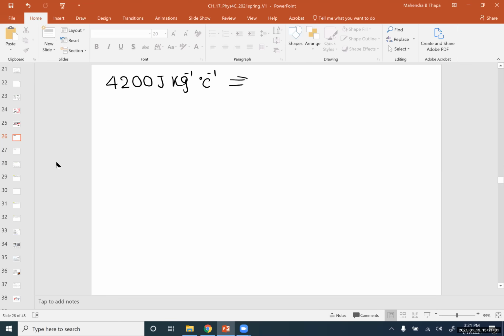This is the specific heat capacity of water. Okay, so what does it mean? This means, this is the water.